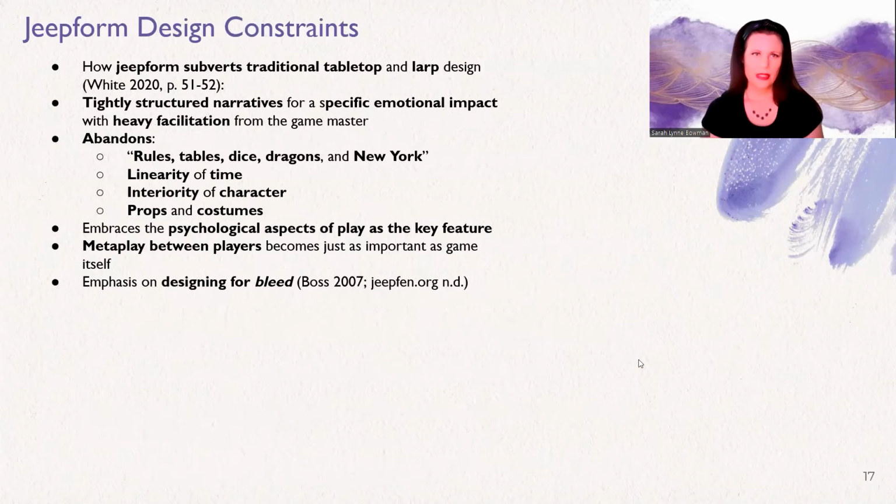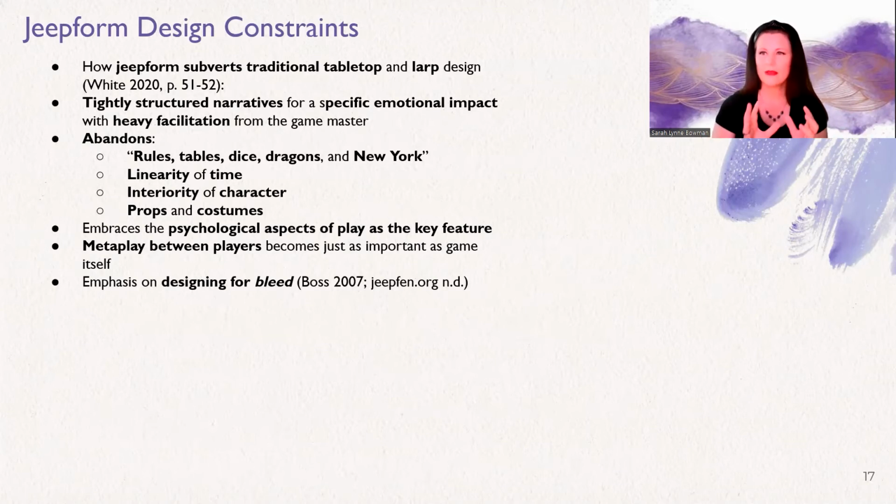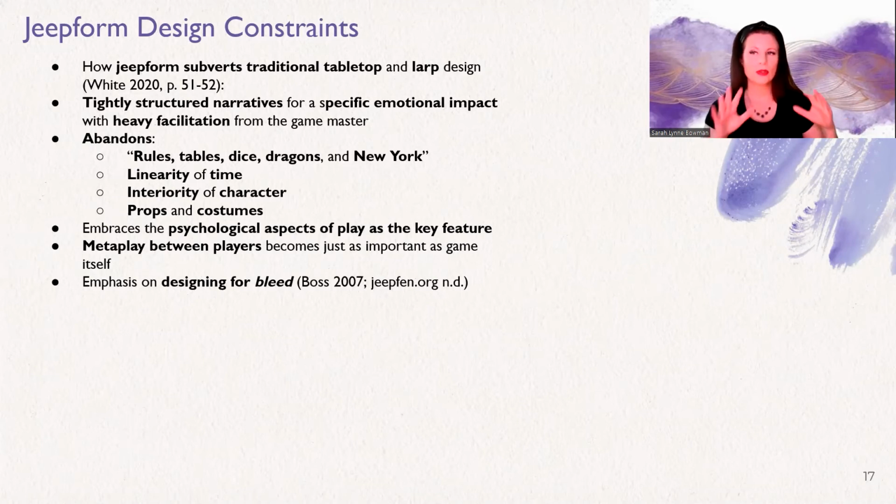So how does Jeepform subvert traditional tabletop and LARP design? Bill White has gone into this extensively if you'd like to look at some of his work. There are tightly structured narratives for a specific emotional impact, as we described before. And there's often heavy facilitation from the game master. The game master will cut quickly, will direct, and you become responsive to what the scenario is asking, what the GM is asking, rather than having a ton of input into what's happening in the fiction yourself. So you're sacrificing a certain amount of agency in order to be guided through a particularly immersive experience, hopefully immersive.